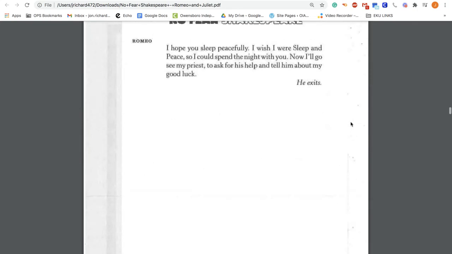Juliet: I hope you sleep peacefully. Romeo: I wish I were asleep in peace so I could spend the night with you. Now I'll go to see my priest to ask for help and tell him about my good luck.